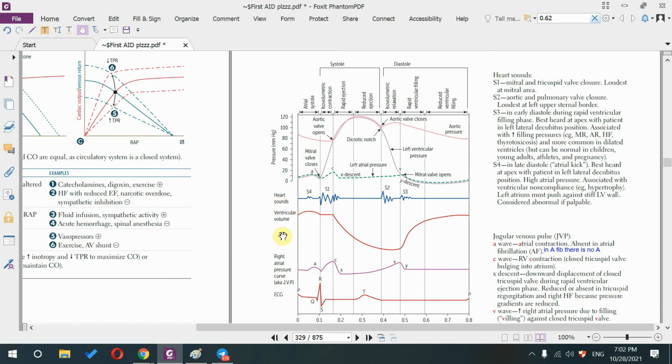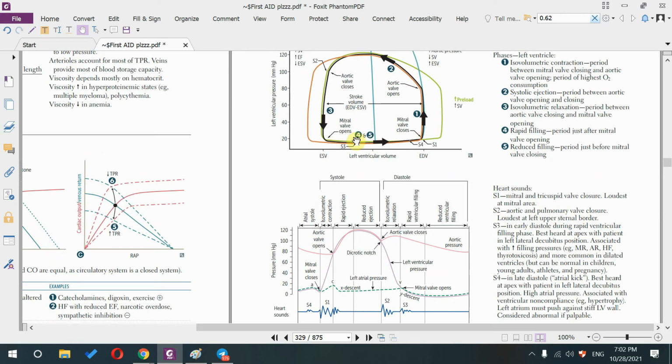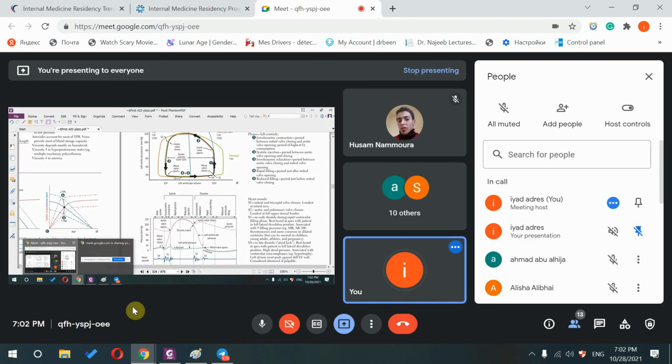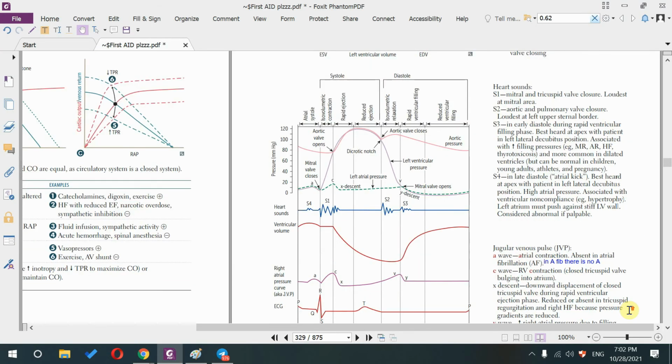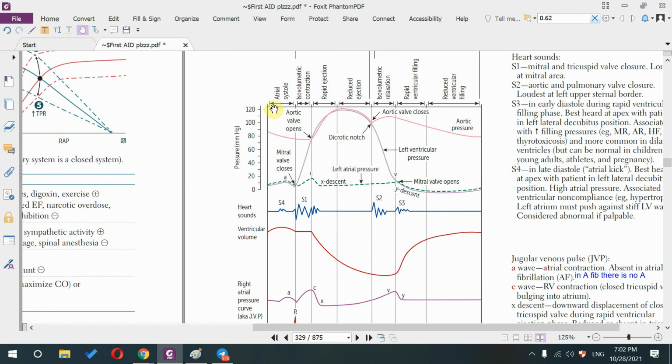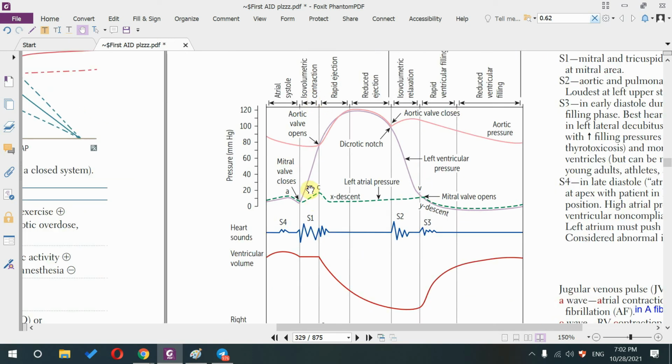So if we speak about the ventricular volume, which is exactly the same thing as here, let's start from here. We have isovolumetric contraction. During isovolumetric contraction, what happens to the volume? Well, it's obvious, nothing. Anytime there is isovolumetric, it's flat. Nothing changes on the volume inside of your left ventricle.